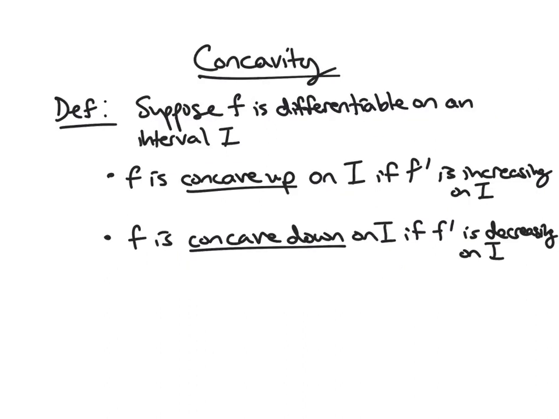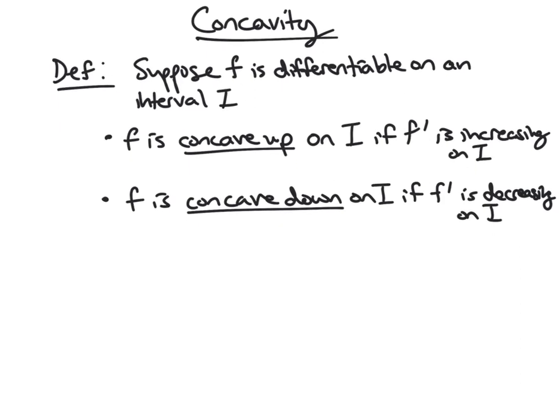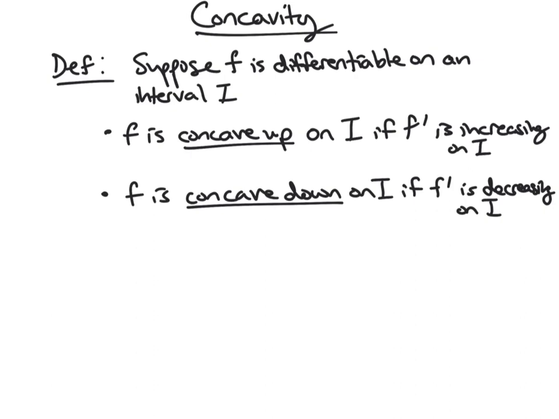So here's the definition of concavity, and we'll see why we wanted to recall that about f prime soon. Suppose f is differentiable on an interval I, then we say f is concave up on that interval if f prime is increasing, and concave down on that interval if f prime is decreasing. So what does this mean? Okay, that's great, I have something about the derivative.